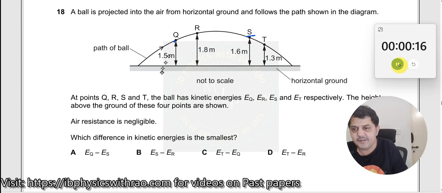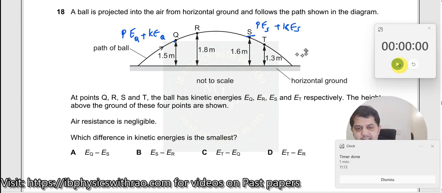What does conservation of energy tell you? The total energy is constant over here, right? There is no energy loss because there is no air resistance, nothing. It's not going to lose energy. So I can now say potential energy Q plus kinetic energy Q is equal to potential energy S plus kinetic energy S, right? Can I say something like this?